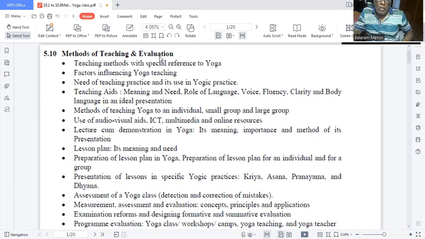Now, teaching methods with special reference to yoga, factors influencing yoga teaching, needs of teaching practices and use in yogic practices, teaching aids, meaning and need, role of language, voice, fluency, clarity and body, methods of teaching yoga to an individual, small group and large group, use of audio-visual aids, ICT, multimedia and online resources. Lecture cum demonstration in yoga, its meaning and importance and method of its presentation. Lesson plan, its meaning and need. So I'll be taking up to this topic.